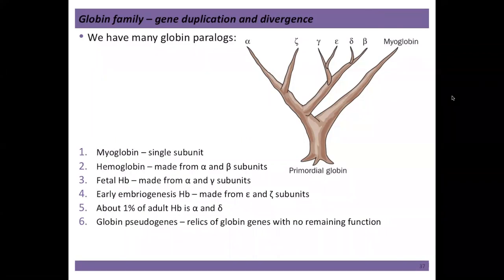So the globin family occurred through gene duplication and divergence, and so we have many globin paralogs. We'll talk more about this in chapter 7, I believe. We'll talk about myoglobin and hemoglobin, and fetal hemoglobin, which is really interesting. Just a little side note on fetal hemoglobin. If you want to have your baby absorb oxygen, its hemoglobin needs to have a higher affinity for oxygen than the mother's hemoglobin. So when you're in the womb, you actually have a different type of hemoglobin that has a higher affinity for oxygen.